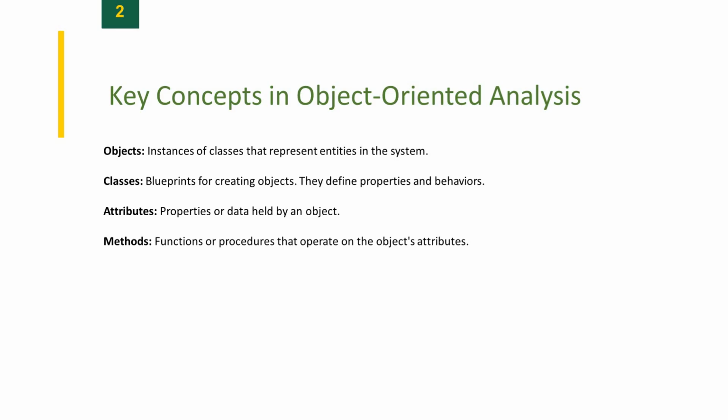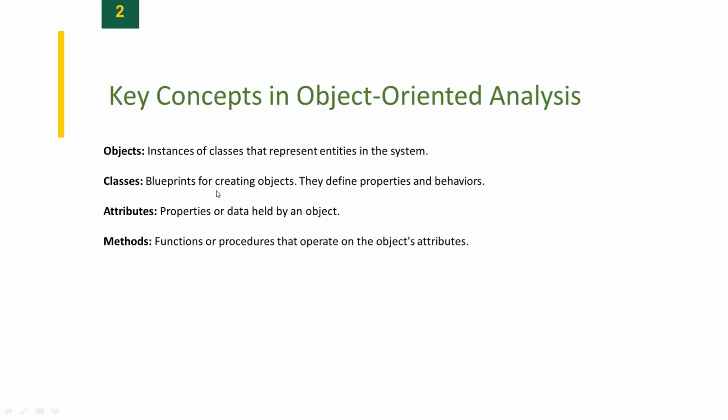Key concepts in object-oriented analysis. Objects, classes, attributes and methods are the main important key concepts of object-oriented analysis. We will see the definitions for objects, classes, attributes and methods. Objects are nothing but instances of classes that represent entities in the system.